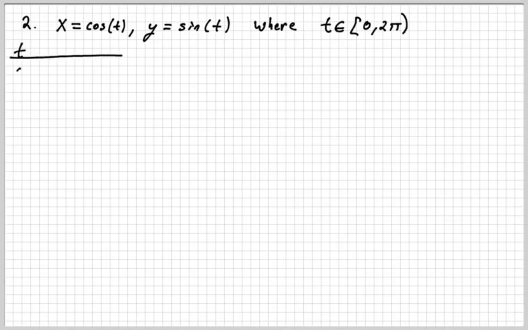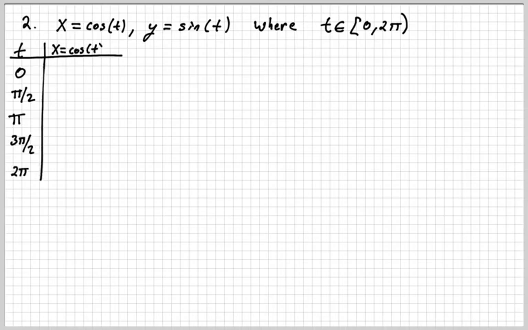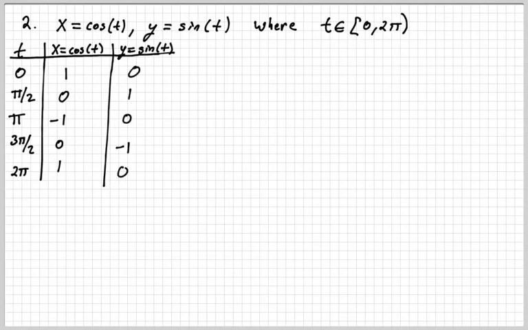We're going to go ahead and make a table, and because we're dealing with the sine and the cosine, we're going to use the nice values on our trig circle. We're going to use the poles: 0, pi over 2, pi, 3 pi over 2, and 2 pi. Then we're going to find the cosine of each one of those values, which would be 1, 0, minus 1, 0, and 1. And then we'll find the sine of each one of those values, which is going to be 0, 1, 0, minus 1, and 0.